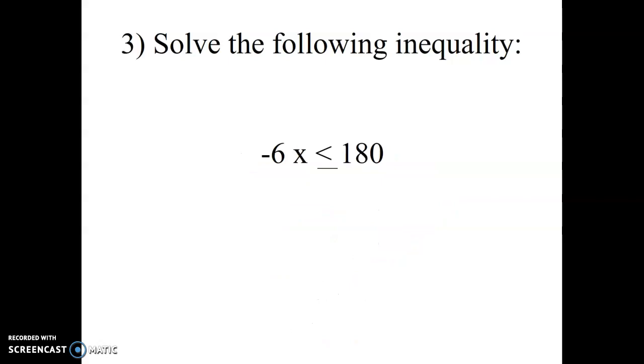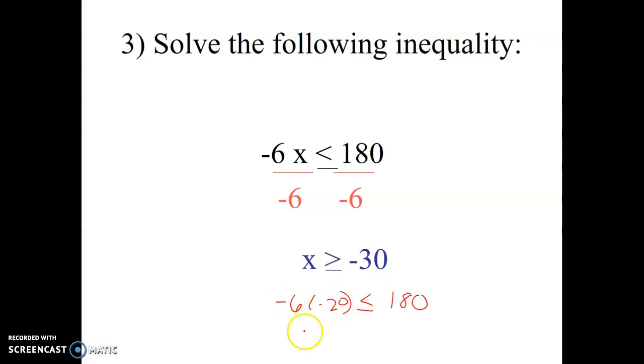Here's another one. I'm multiplying x by -6, so I need to divide both sides by -6. Because I'm dividing by -6, I'm going to flip my inequality, and I can check it. x has to be greater than or equal to -30. So let's pick a number that's greater than -30. How about -20? -6 times -20 should be less than or equal to 180. -6 times -20 is positive 120, which is less than 180. So I know that this is a good solution.